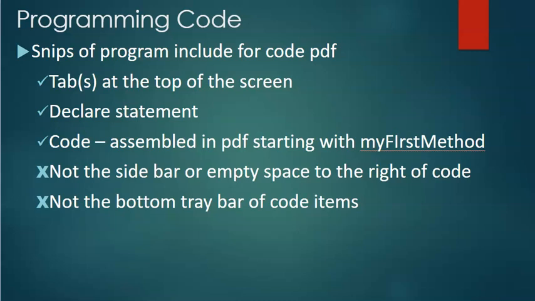When you snip your code, you want to include the tabs at the top of the screen, the declare statement, and then assemble your code starting with my first method, and then save the document of all the code snips as a single PDF. Make sure that you do not include the sidebar or any empty space to the right of the code or below the code, and do not include the bottom tray bar of code items. Let's take a look at some examples.